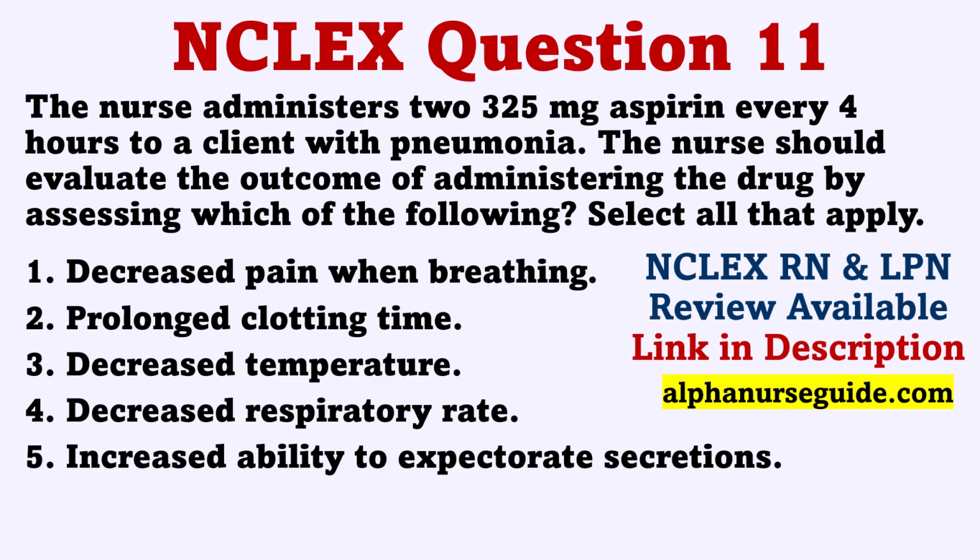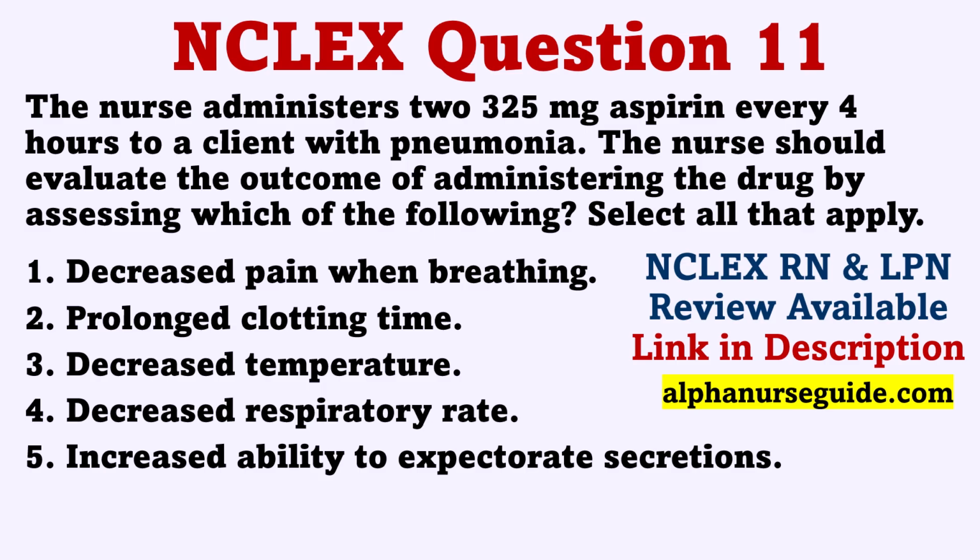The nurse administers two 325 milligram aspirin every 4 hours to a client with pneumonia. The nurse should evaluate the outcome of administering the drug by assessing which of the following. Select all that apply. 1. Decrease pain when breathing. 2. Prolonged clotting time. 3. Decreased temperature. 4. Decreased respiratory rate. 5. Increased ability to expectorate secretions.